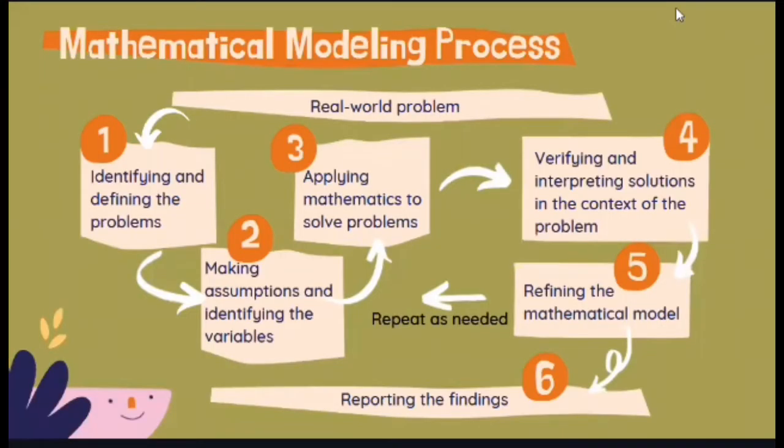There are a few important components that are involved in the mathematical modeling process. The modeling process can be simplified as shown in the diagram below to solve real-world problems. Number 1, identifying and defining the problems. Number 2, making assumptions and identifying the variables. Number 3, applying mathematics to solve problems. Number 4, verifying and interpreting solutions in the context of the problem. Number 5, refining the mathematical model. Repeat as needed. And the last step, reporting the findings.